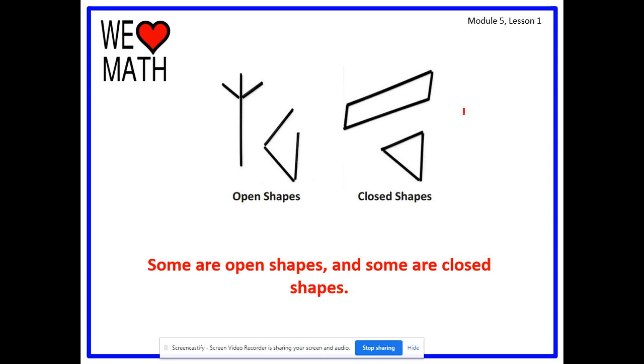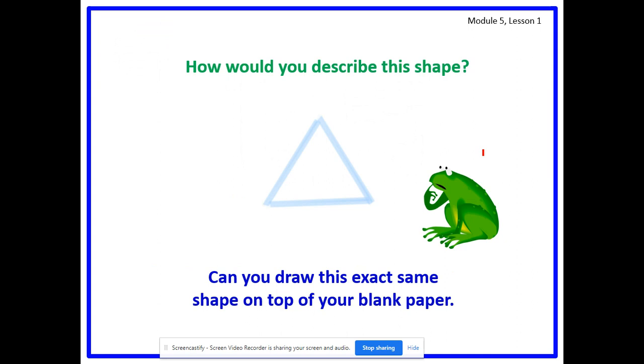And then a closed shape, it has no opening to get out. There's an inside and an outside for a closed shape. So they all meet. If you can see, there's no way you can get in or no way you can get out. All the sides meet together. So remember that difference. How would you describe this shape? What can you tell me about this shape right here? Can you draw this exact same shape on top of your blank paper? Go ahead and draw it really quick. Shouldn't take you that long.